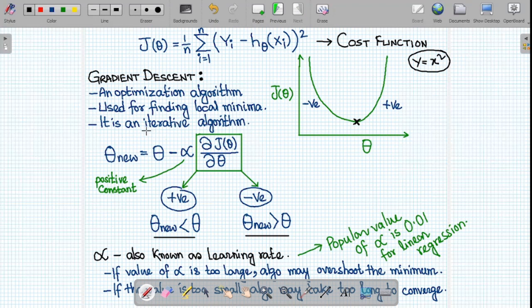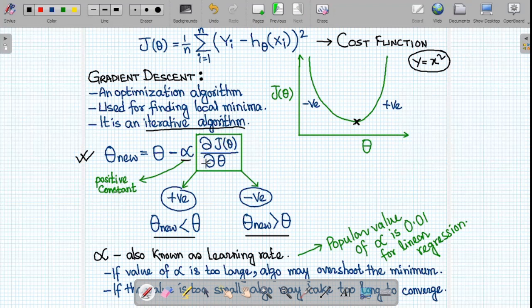Remember, it is an iterative algorithm. That means we have to execute the gradient descent function a number of times in order to get the perfect value of theta where j theta will be minimum. Gradient descent algorithm gives us a very intelligent mathematical equation in order to find out the same. The equation is theta new equal to theta minus alpha into partial derivative of j theta based on theta. Remember, here alpha is a positive constant. We will speak about alpha later.